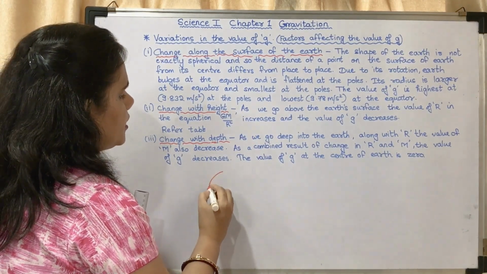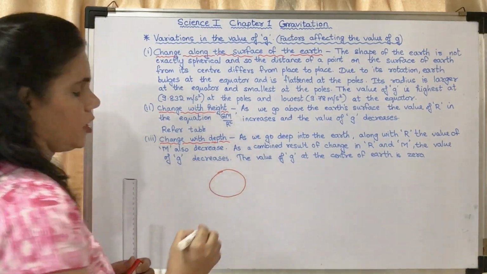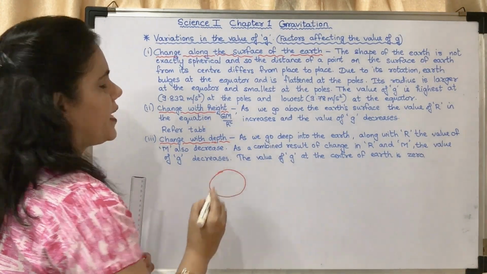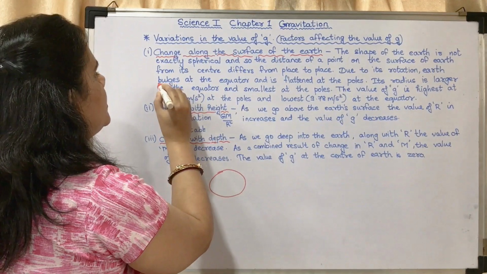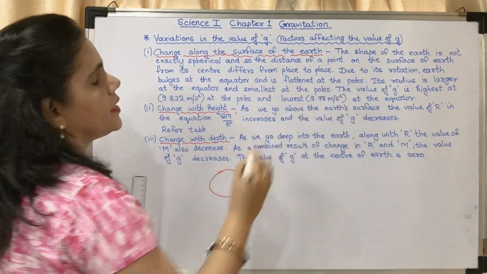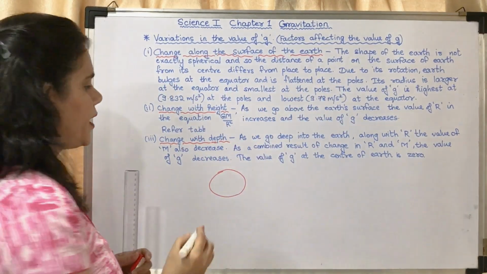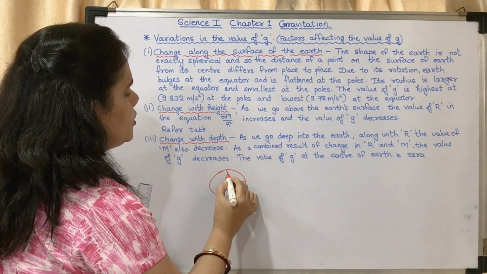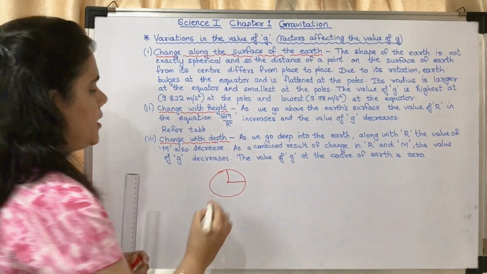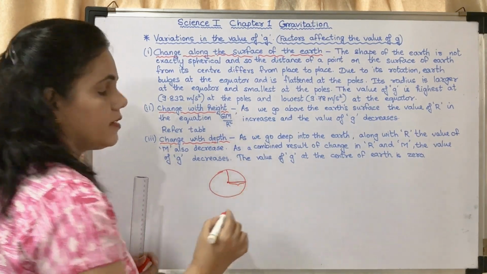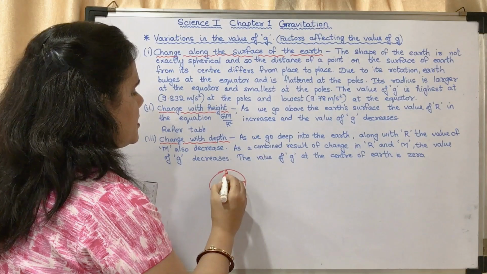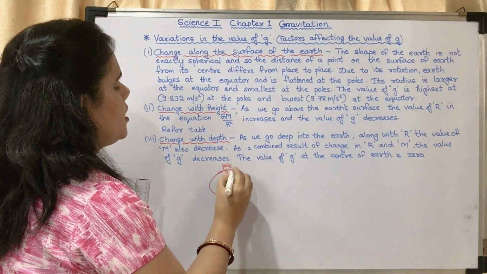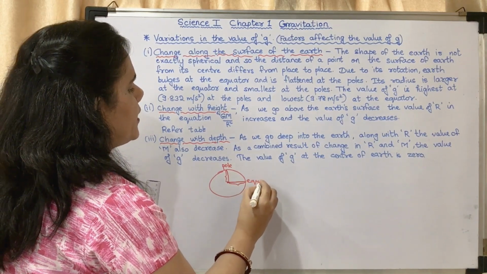It has an oval-shaped structure. That means it is bulged at the equator and flattened at the poles. I have written here, it bulges at the equator and it is flattened at the poles. That means the distance from here to here and here to here is not the same. From here to here, it is farther than this. This distance is more than this. This is the pole and this is the equator.